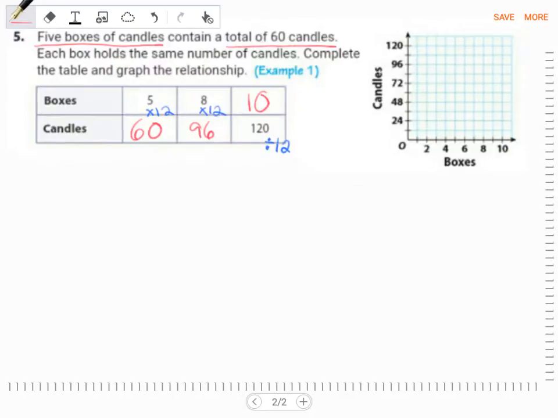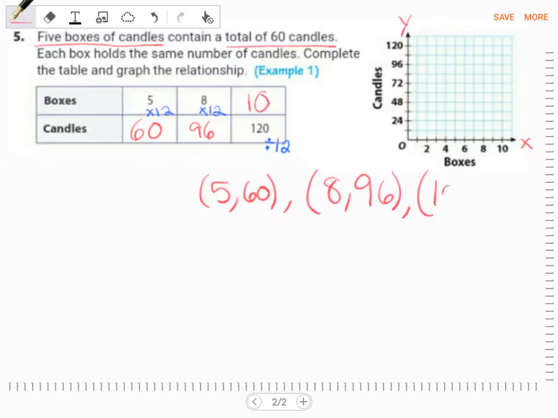Our ordered pairs that we have here. We want boxes to be the one that's going along our X, and we have candles to be the one that's going along your Y. So our ordered pairs are going to be 5, 60, then 8, 96, and 10, 120. So we're going to plot these on your coordinate grid here. Let's go up to 5. Then all the way up to 60.